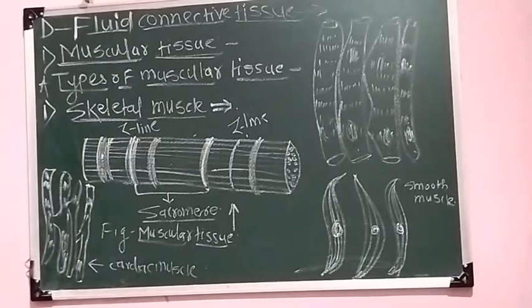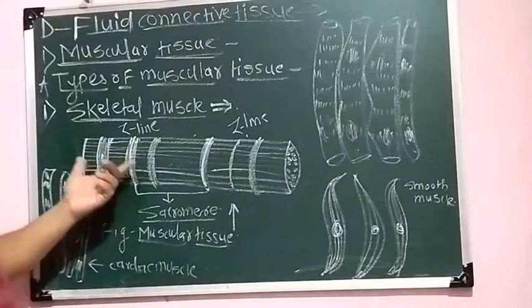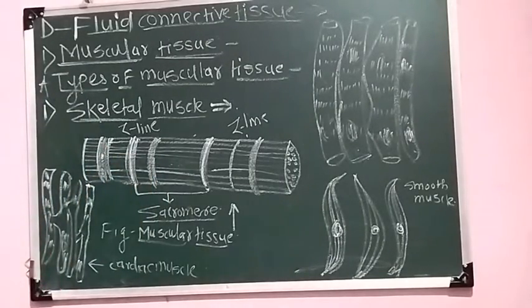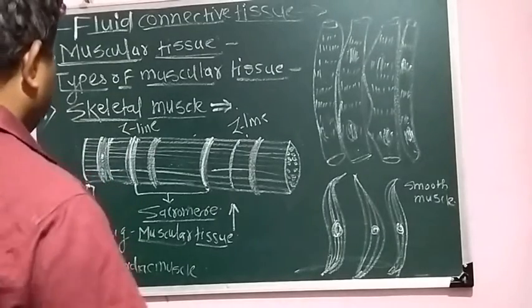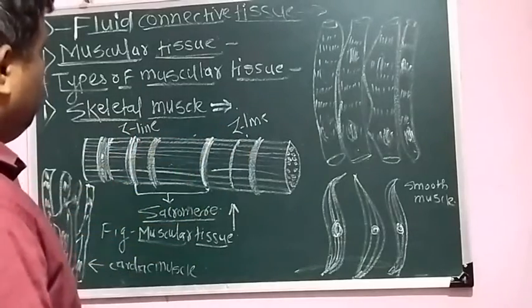And the adjacent light bands in these fibers are separated by a different type of line, and that line is called a Z line. That you can see, the Z line.